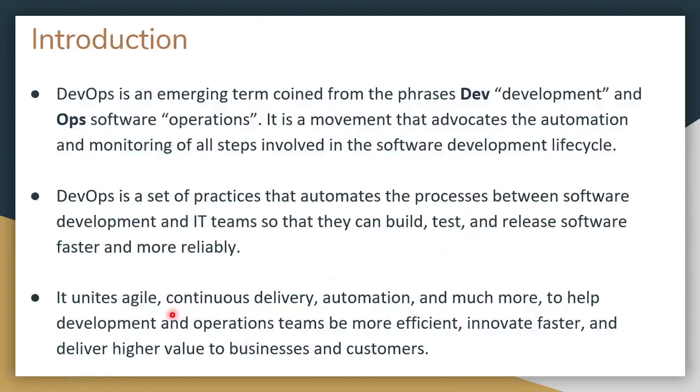DevOps looks again to create that unity between development teams and operations teams. It is an agile methodology that involves continuous delivery for continuous feedback from customers, or representatives of the customer, to do testing. It also involves automation, and is there to help development and operations teams be more efficient, innovate faster, and deliver higher value to the business and the customers.